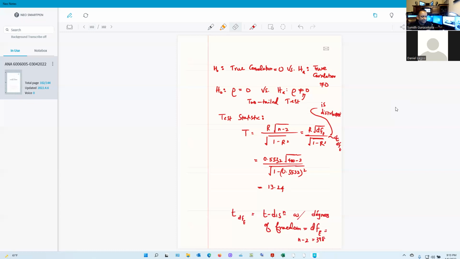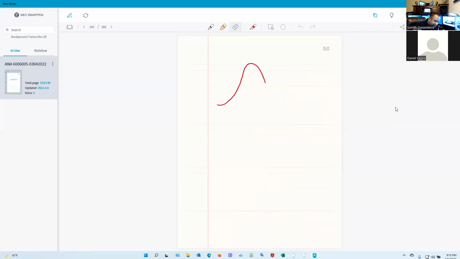See, that's how the distribution looks. It's the same thing as the normal distribution, another derivation of the normal distribution. The only difference is there's a degrees of freedom. The degrees of freedom of this one is 398. It has a center at 0. This is the t distribution.